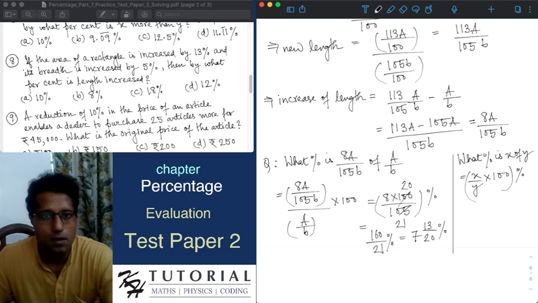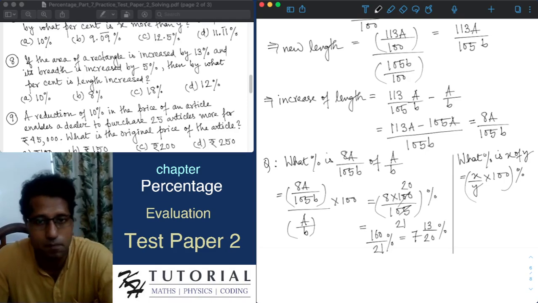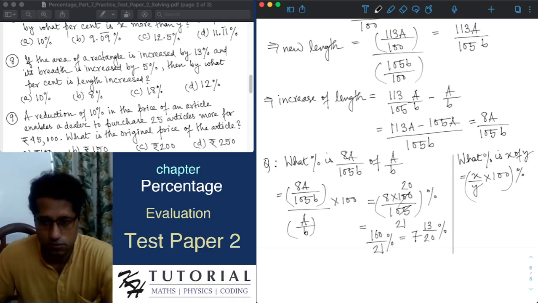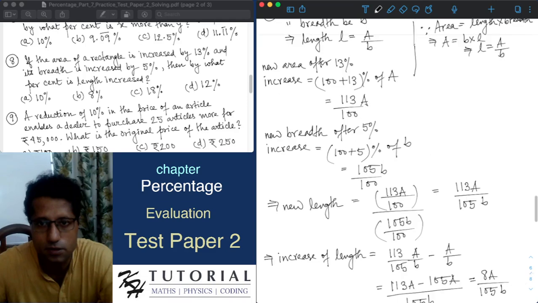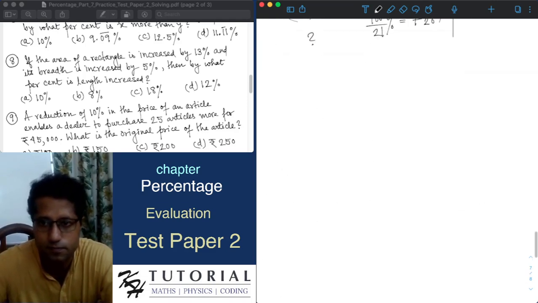So I don't know whether I have copied the percentage values correctly or not, or even the choices. This is also a question mark. I will come back to this question later on. Let's move on to the next question, that is question number 9.